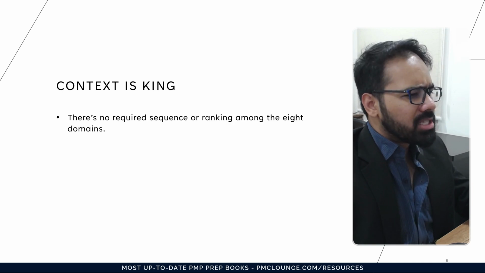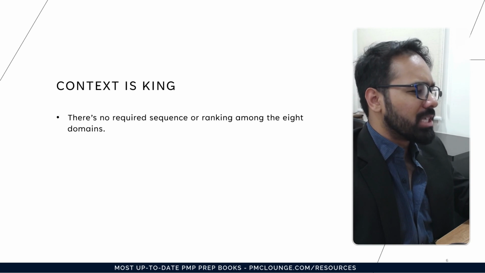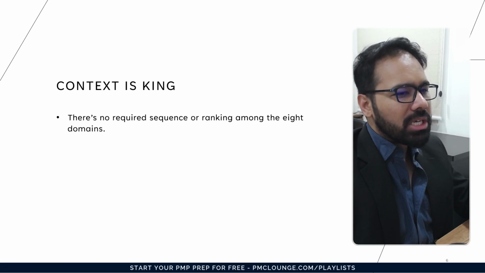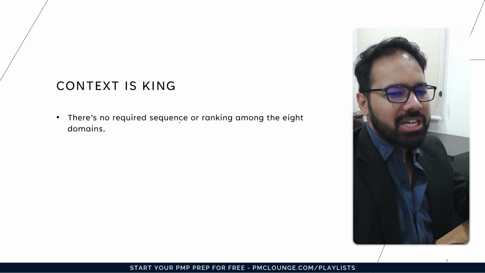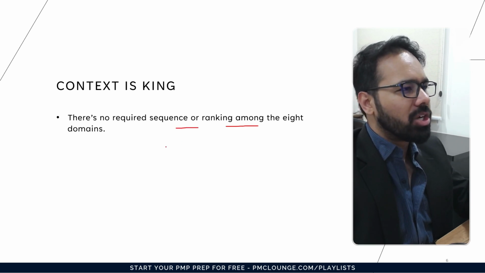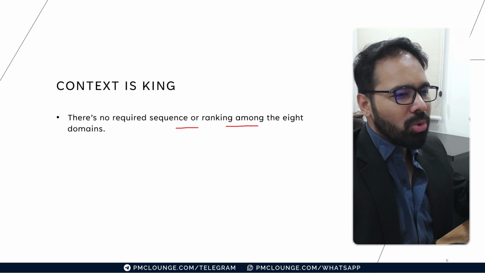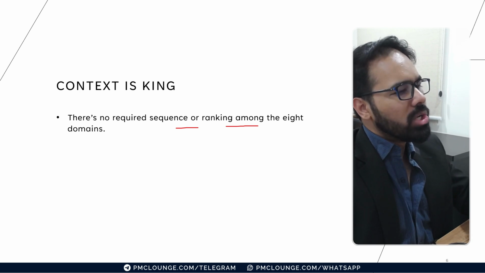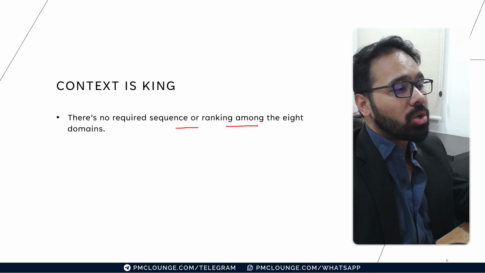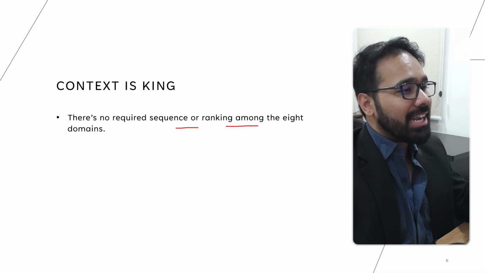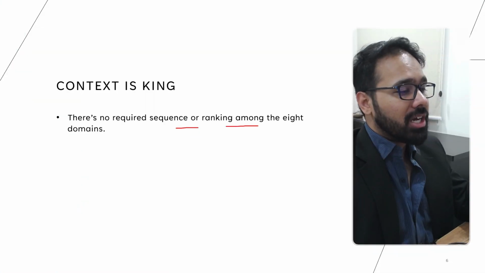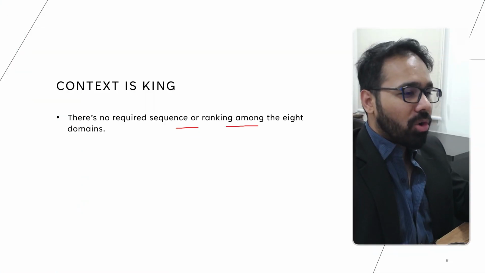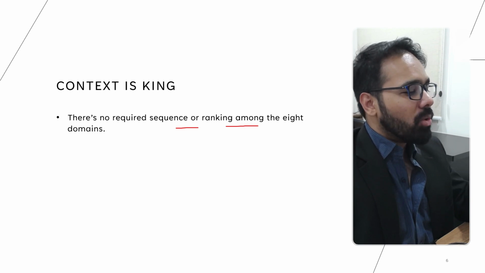Let's talk about context is king. Unlike older models that forced you into a strict sequence like the waterfall model, here you decide the flow, which means there's no required sequence or ranking among the 8 domains. It's not like how you would do a waterfall project, right? Where you would complete the plan first, and only after the planning is complete, you will start to work on the plan. I like to use this line a lot: plan the work and work the plan. That's not how it works here when we talk about domains, right? Because we have shifted into this agile world where all of these domains can actually work together.